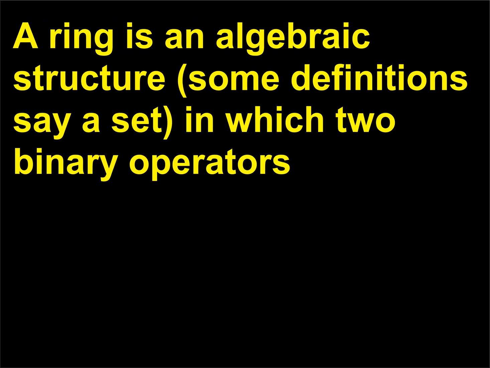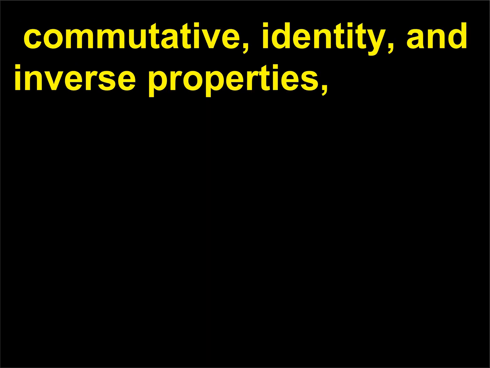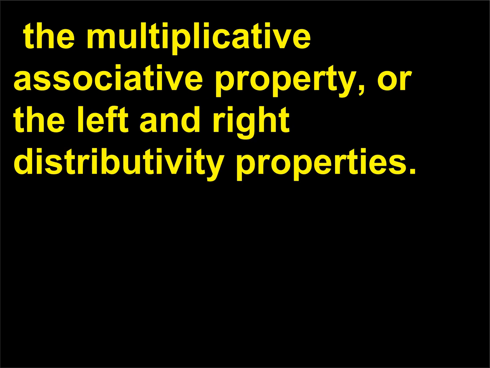What is a ring? A ring is an algebraic structure, some definitions say a set, in which two binary operators, addition and multiplication, in various combinations must satisfy the additive associative, commutative, identity, and inverse properties, the multiplicative associative property, and the left and right distributivity properties.